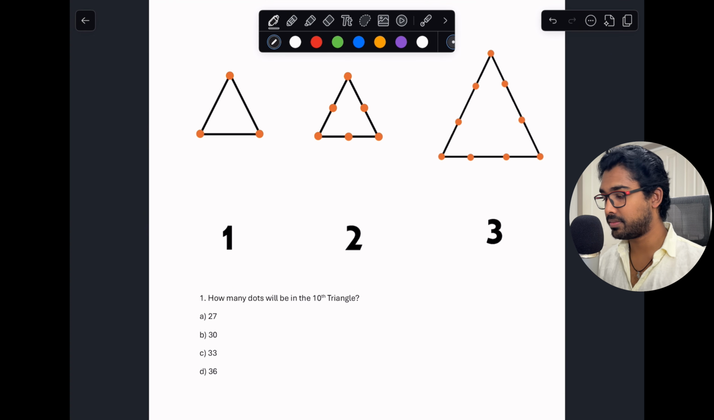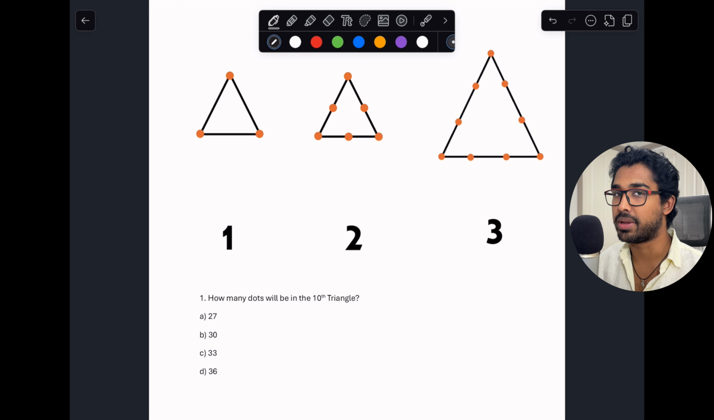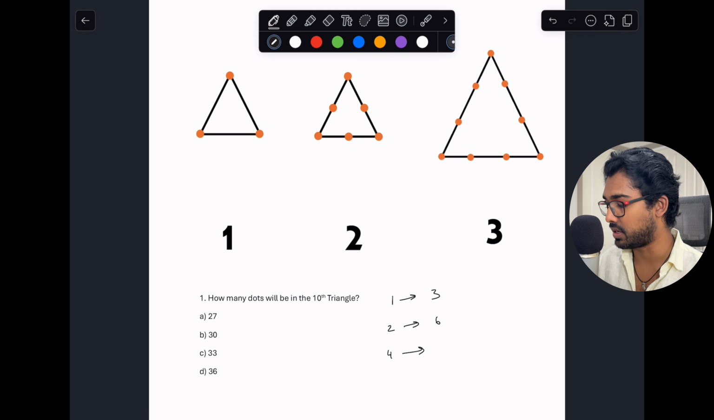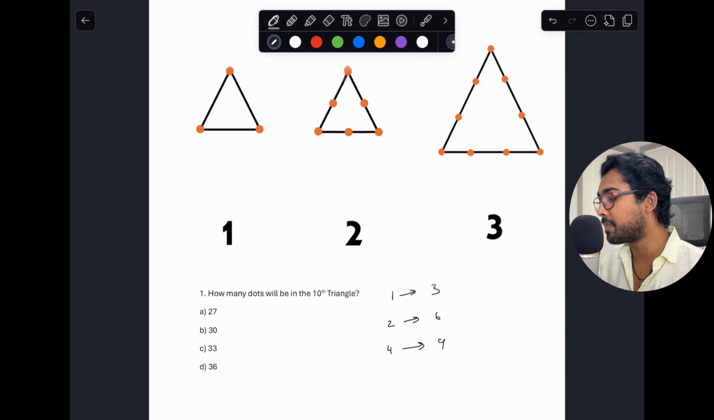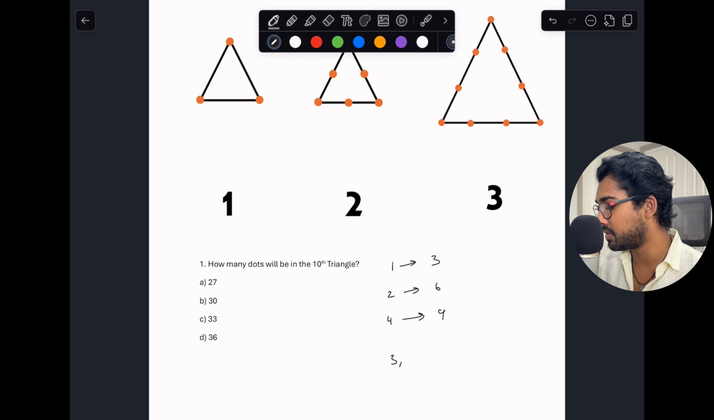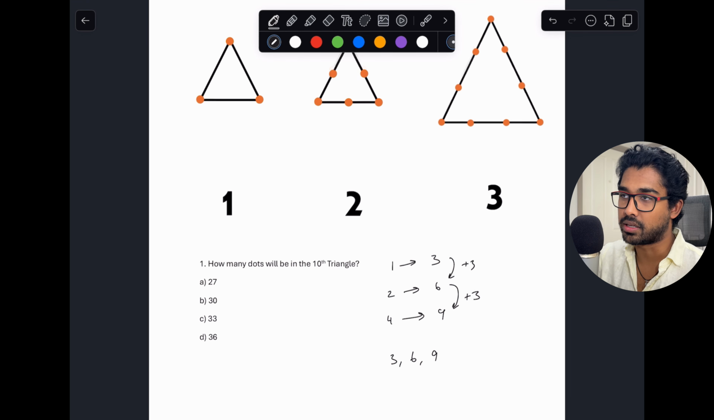Okay, how do we go? This one is relatively straightforward. All you really have to do is count how many dots are in a triangle. What I always like to do is write these out as a table or as a sequence. So we know that the first term has 3 dots, the second term has 6 dots, and the third term has 9 dots. You can count each one of these or you can recognize the pattern instantly. What you can notice is 3, 6, 9. Each one of these is adding 3 to the previous one.